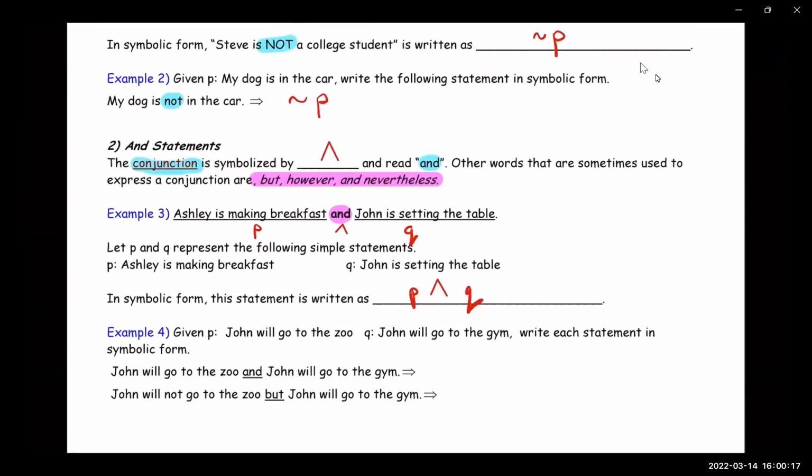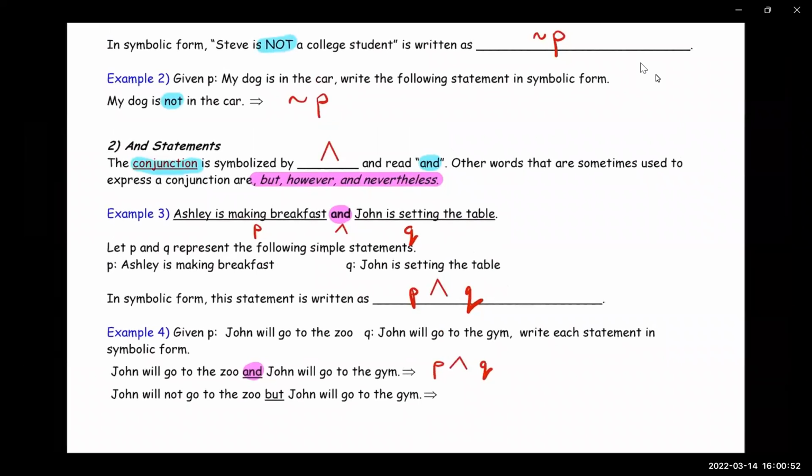So let's look at example 4. Given P, John will go to the zoo. So now they define P to be John will go to the zoo. Q will be John will go to the gym. Write each statement in symbolic form. John will go to the zoo and John will go to the gym. How would you write that? P, arrowhead, and Q. Yeah, so P, that's he's going to the zoo and going to the gym. Very good.